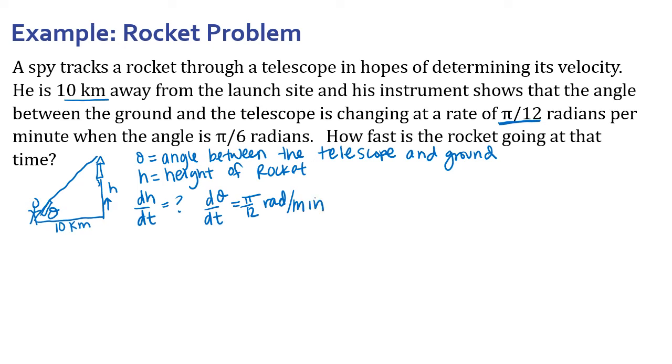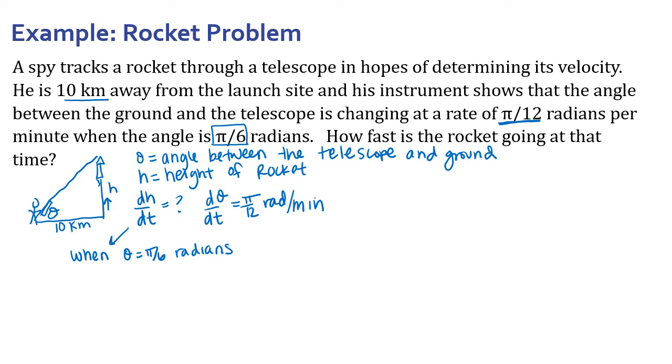Okay. So we know we're trying to find out dh dt when the angle is pi over 6 radians. Again, we can't put that value into an equation right away until after we've taken the derivative, because that value, that theta, is going to be changing constantly as the rocket is going up. So what we need to do is find a formula where we can relate theta and h to each other.